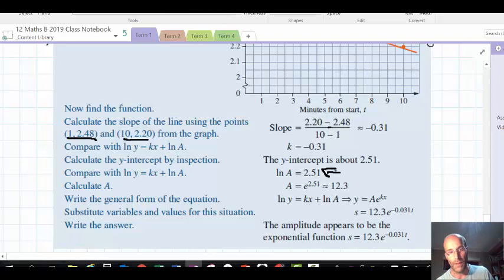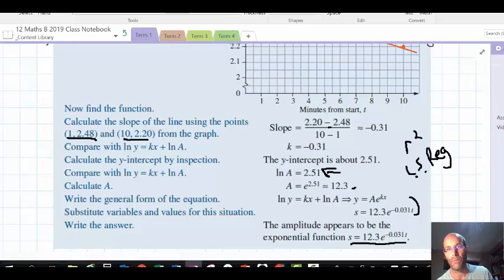So to get A, we write the exponential form. It comes out at about 12.3, and we're subbing in as we have done in the past there. So there's one way of getting an answer, and it appears to be fairly good. This is a low-tech solution. Again, you could use R squared and least squares.